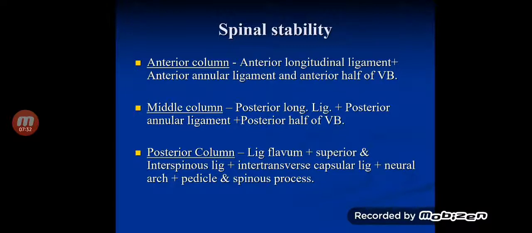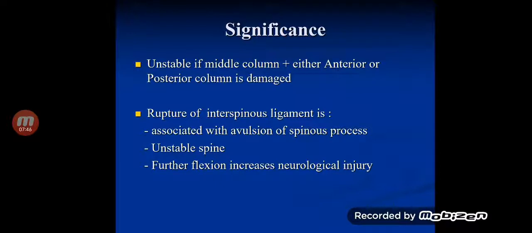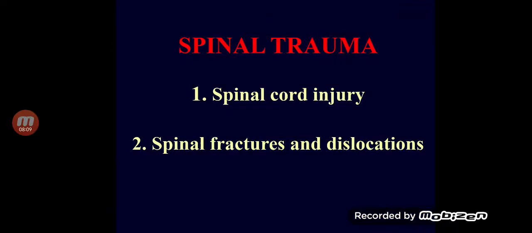The posterior column in turn consists of the ligamentum flavum, the supraspinous and interspinous ligaments, and the intertransverse capsular ligament, all together with the neural arch, the pedicle, and the spinous processes. Now, what's the significance of that? The spine is regarded as unstable if the middle column, together with either the anterior or the posterior column, is damaged. Rupture of the interspinous ligament is associated with avulsion of the spinous processes with an unstable spine, and further flexion increases the neurological injury.